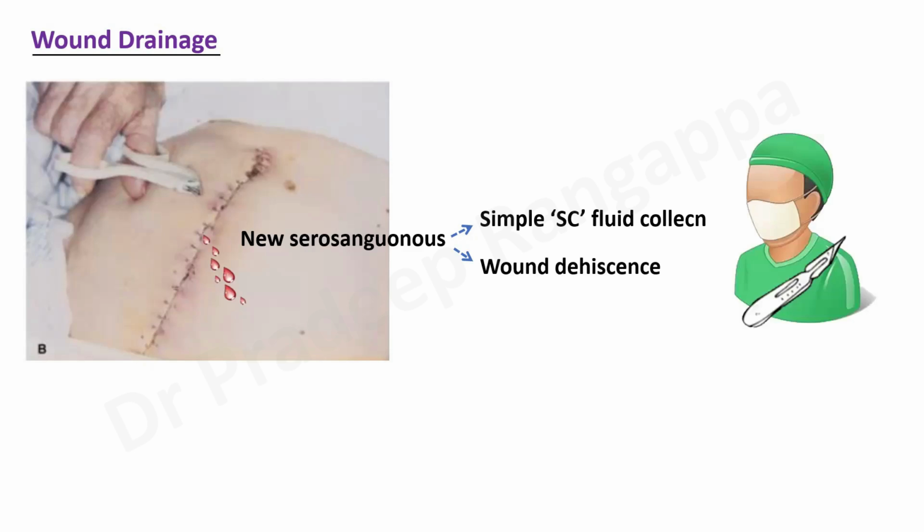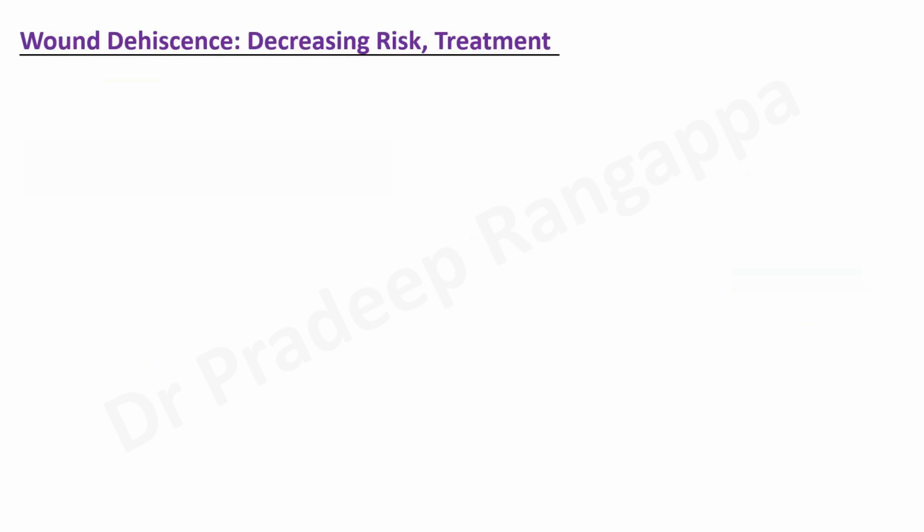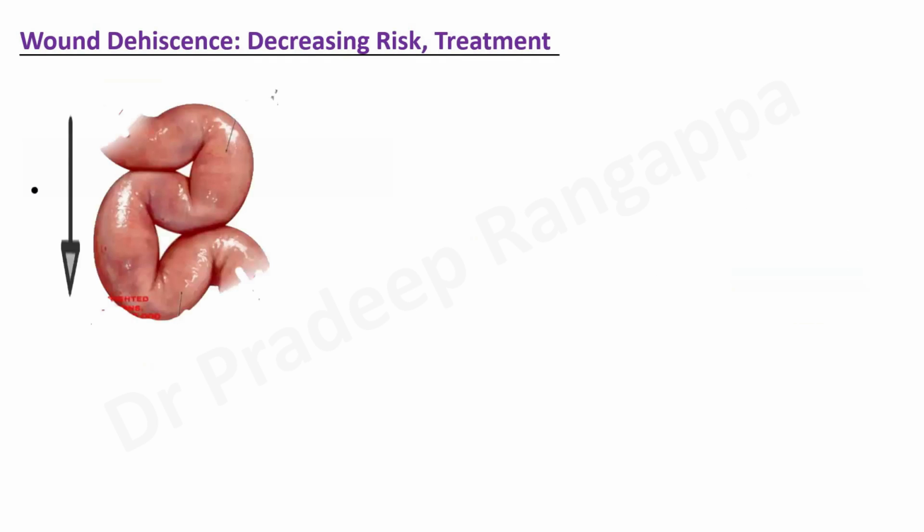So it needs exploration, and surgical consult has to be sought when there is any new serosanguinous discharge from the suture line. It may be simple subcutaneous, or it may be a marker of underlying deep-seated infections, and surgical consult has to be sought. And wound dehiscence, decreasing the risk. How do we decrease the risk of wound dehiscence?